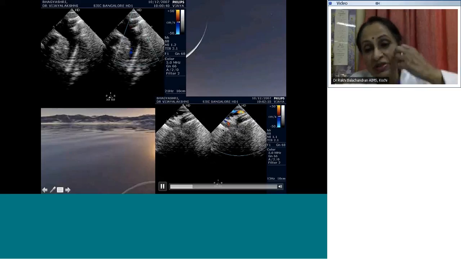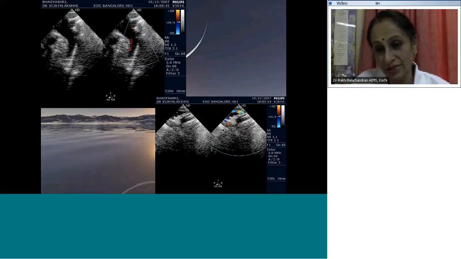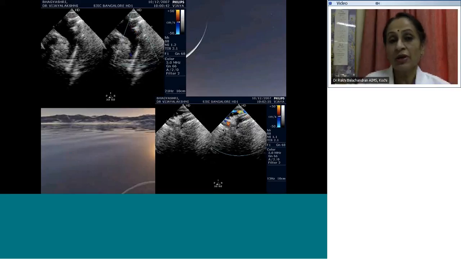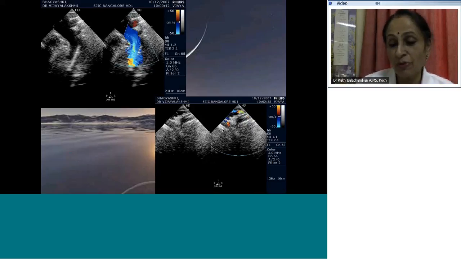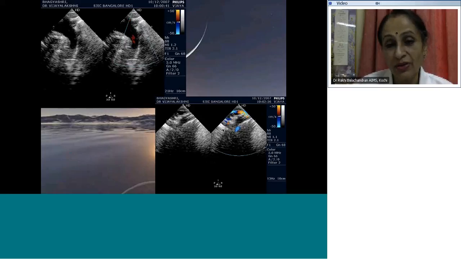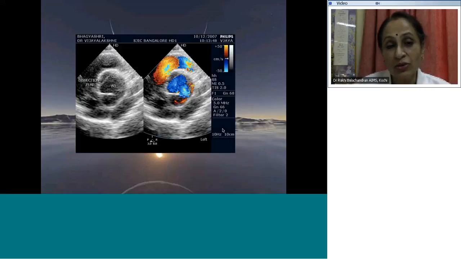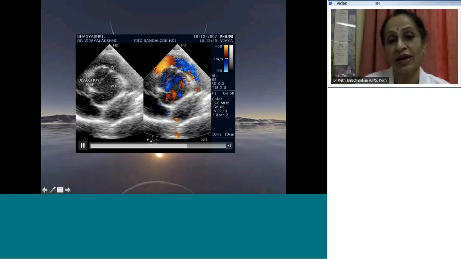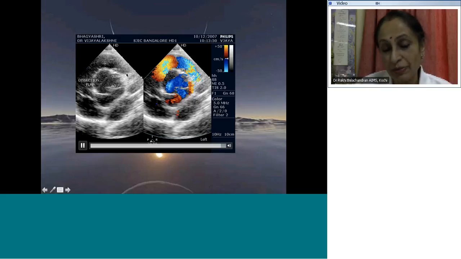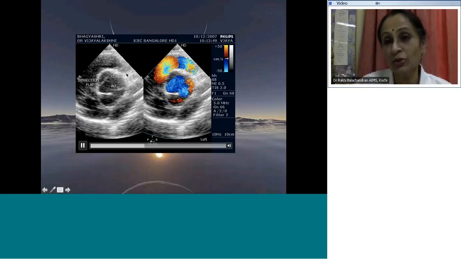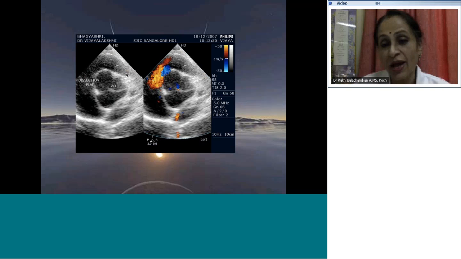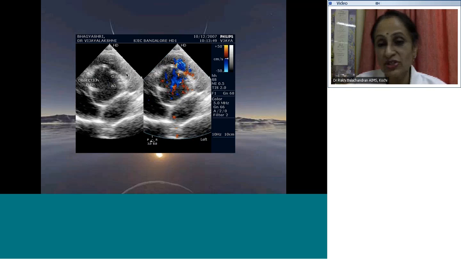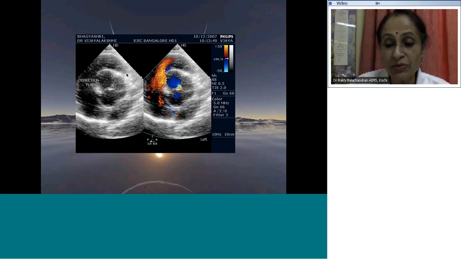So once the dissection has occurred, it has to be traced right up to where it is extending, and then you have to send this patient for the MRI so that you can decide what to do. So the dissection flap is nicely seen in the short axis. Then in the suprasternal view, you have to look whether it is in the arch, and then in the abdominal aorta, you have to look for whether the dissection is going right up.